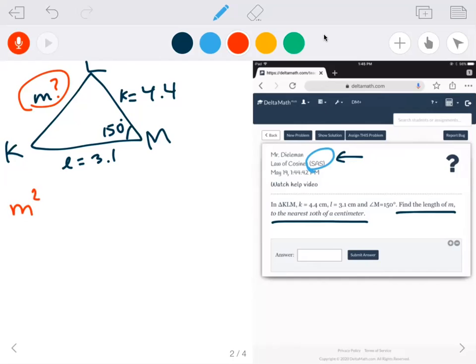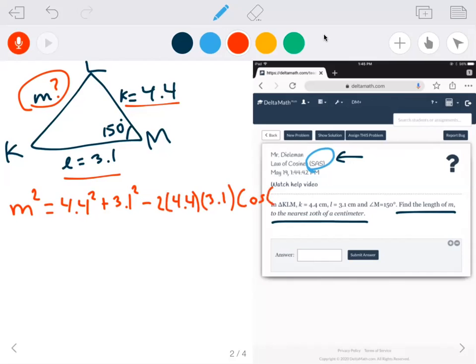And then we go from here and we say equals. In this case, our other two sides are K and L, and those are the remaining sides, so we should use them. So that's 4.4 squared plus 3.1 squared. And then that's going to be subtracted, so minus 2 times 4.4 times 3.1. And that is all going to be times the cosine of 150 degrees.